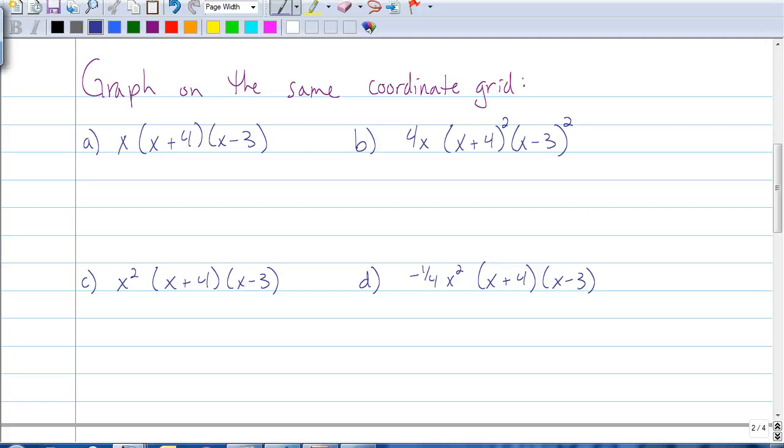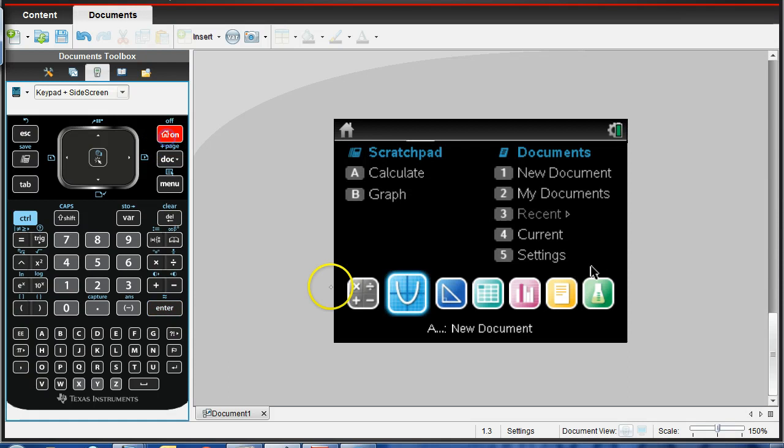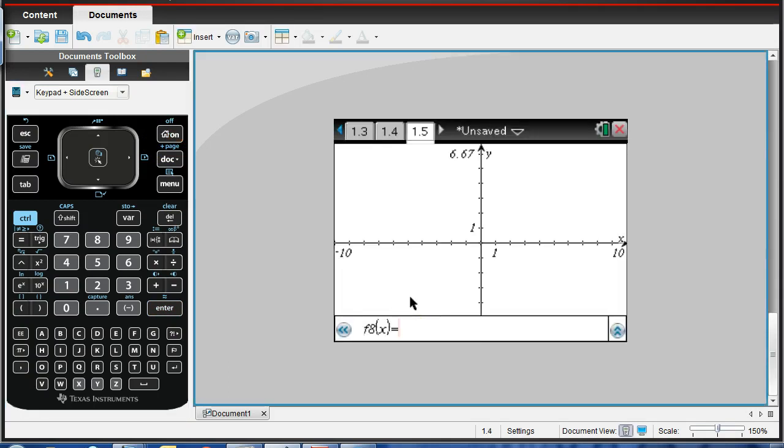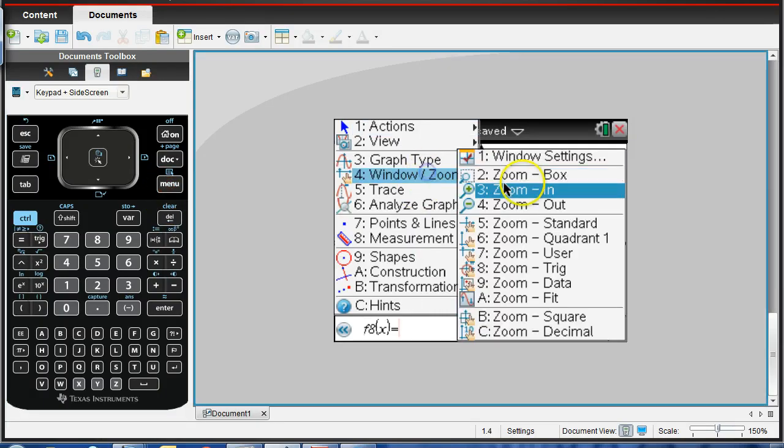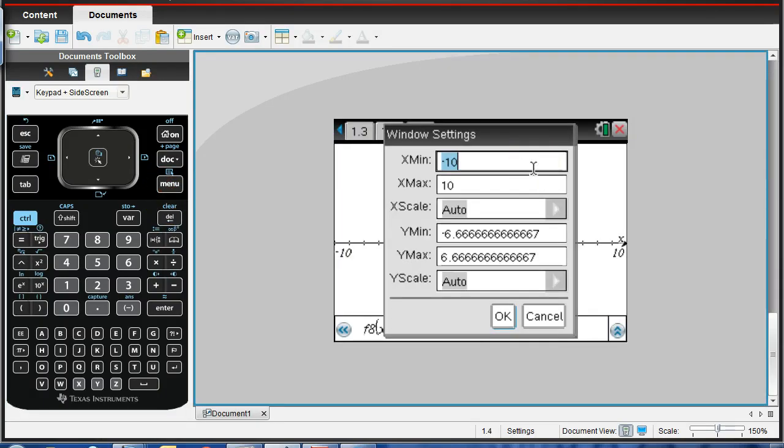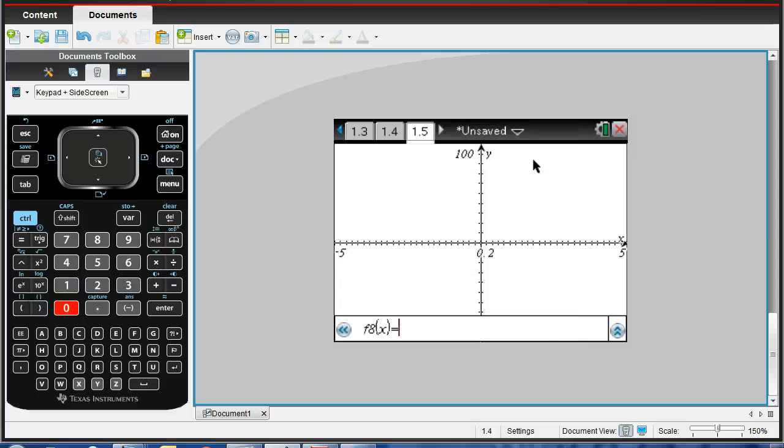So I'll go to your graphing calculator. Go to a new graphing screen. So what we want to do first before we get started is change our window to go from -5 to 5. We'll change our y minimum to be from -100 to 100. And now we're going to graph those 4 equations.